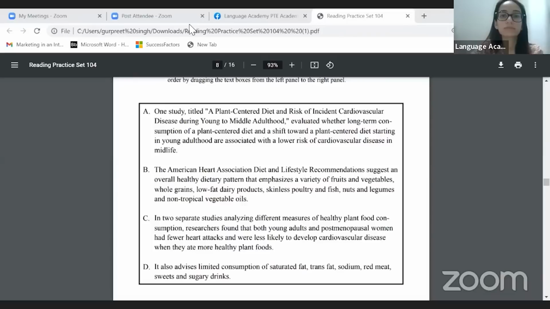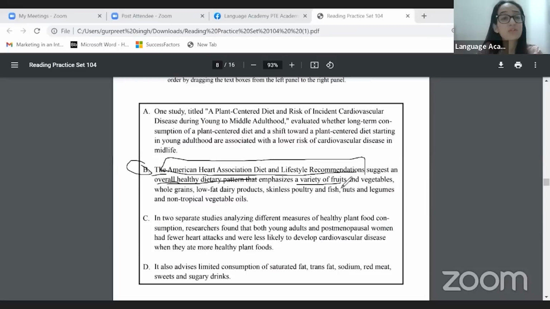Not a good one. So most of you have written B as the first sentence. The American Heart Association Diet and Lifestyle Recommendation. This is the name of the organization, right? Because R is also in capitals. So we say the organization suggests an overall healthy dietary pattern that emphasizes this. Why? What is the problem? To whom are they suggesting this? Men, women, children? Which disease are they giving this dietary pattern for? So you just see the capital letters, and this is the first one.